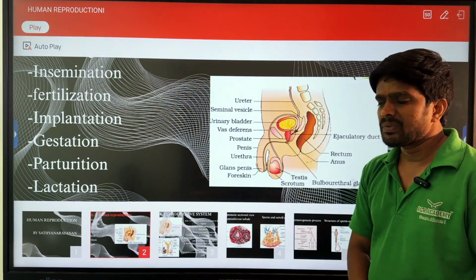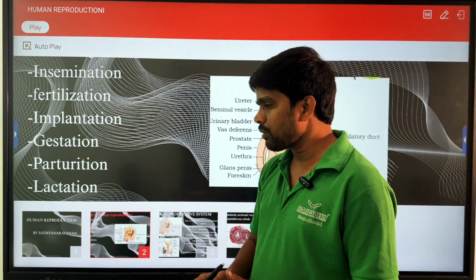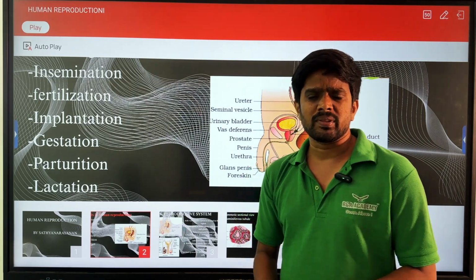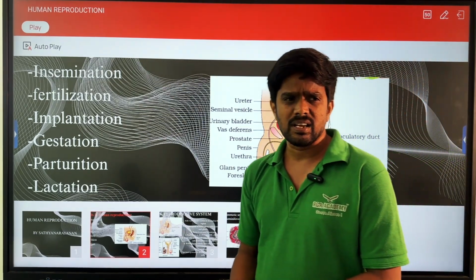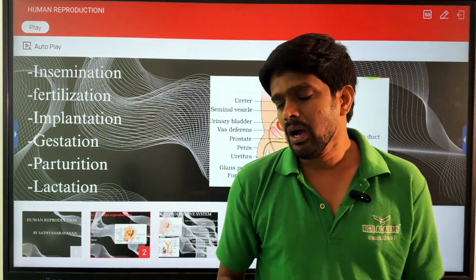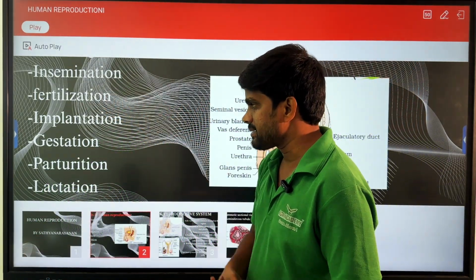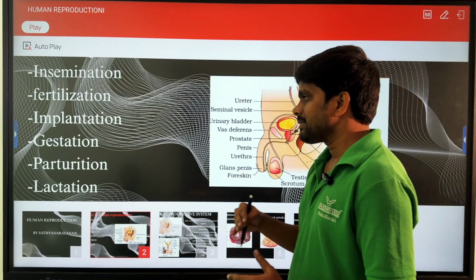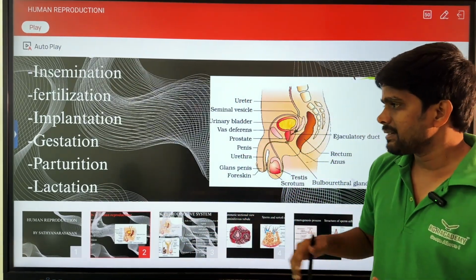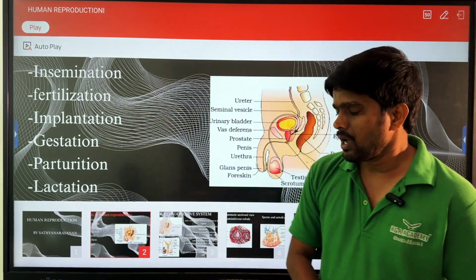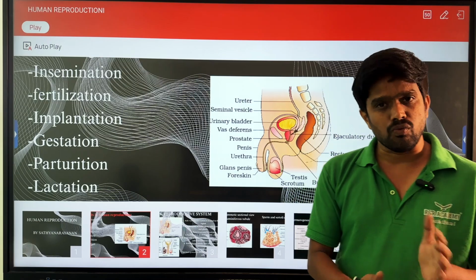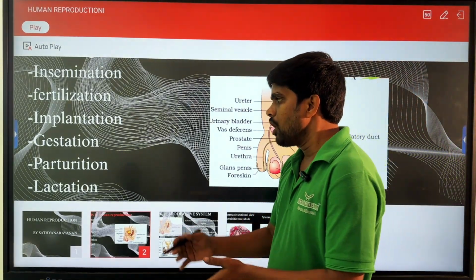And implantation. After fertilization, the zygote undergoes cleavages. The blastomeres are formed, the blastomeres are converted to a blastocyst, then the blastocyst attaches to the endometrium wall of the uterus, that is called the implantation process. After implantation, the blastocyst undergoes many developmental stages, that is called the gestation process. The gestation period is approximately 9 months, or 36 to 40 weeks, or 270 to 280 days.